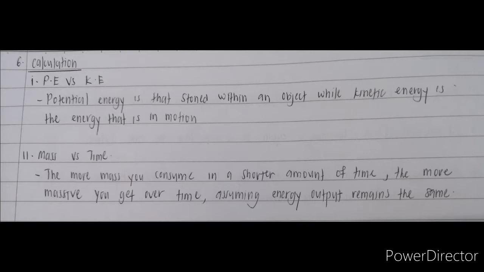Okay, number 6 is calculation. Okay, one Roman is PE versus KE. PE is potential energy versus KE is kinetic energy. Okay, the point is potential energy is the energy stored within an object, while kinetic energy is the energy that is in motion. Okay, number 2 Roman is mass versus time. Okay, the point is the more mass you consume in a shorter amount of time, the more massive you get over time, assuming energy output remains the same.